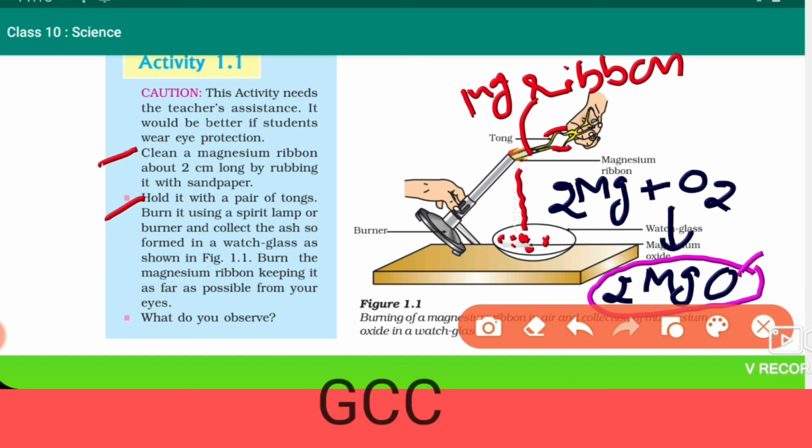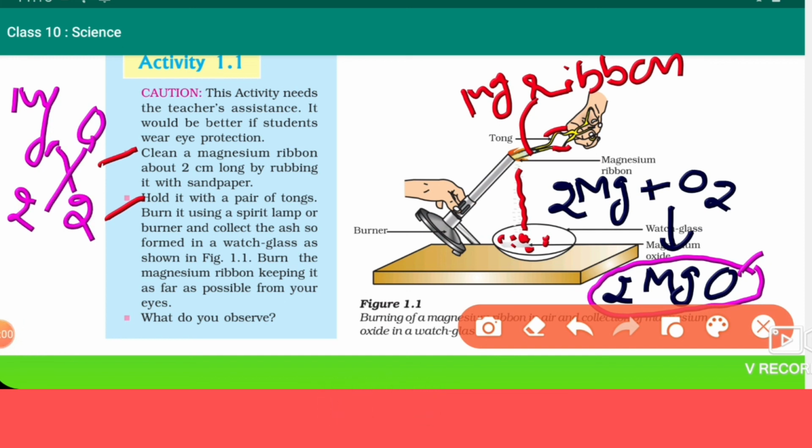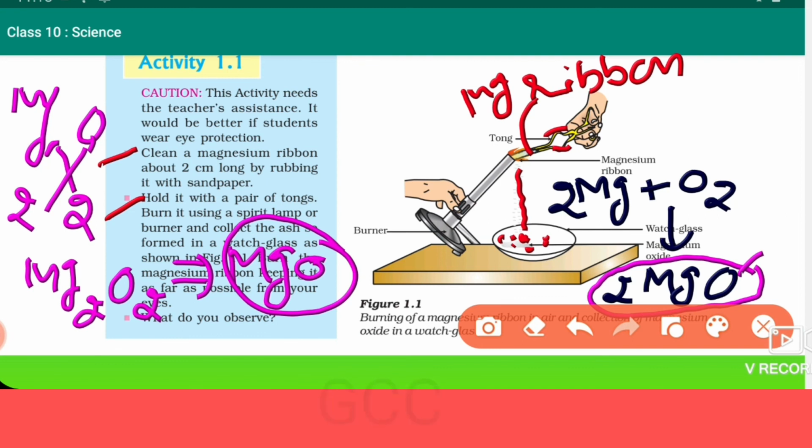And students, one thing more you should know very well: why magnesium oxide is forming. Mg is here, oxygen is here. Mg valency is 2 and oxygen valency is 2, so it is going to form Mg2O2, so it becomes MgO. Is that clear? That is why MgO has been formed. I hope students you all have cleared up to that.